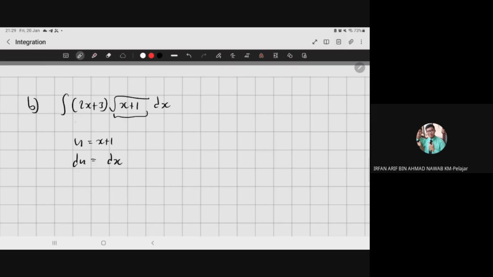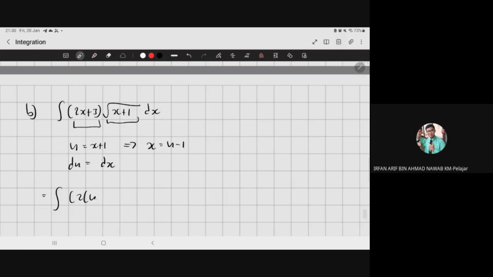Because this term here is in terms of x, but we already changed it to be in terms of u. So how do we change x into u? By just expressing this in terms of u. So you get x is equal to u minus 1. So for all of the terms in x, all you have to do is substitute to get u. In simpler words, I just substitute x with u minus 1 plus 3 square root of u du.